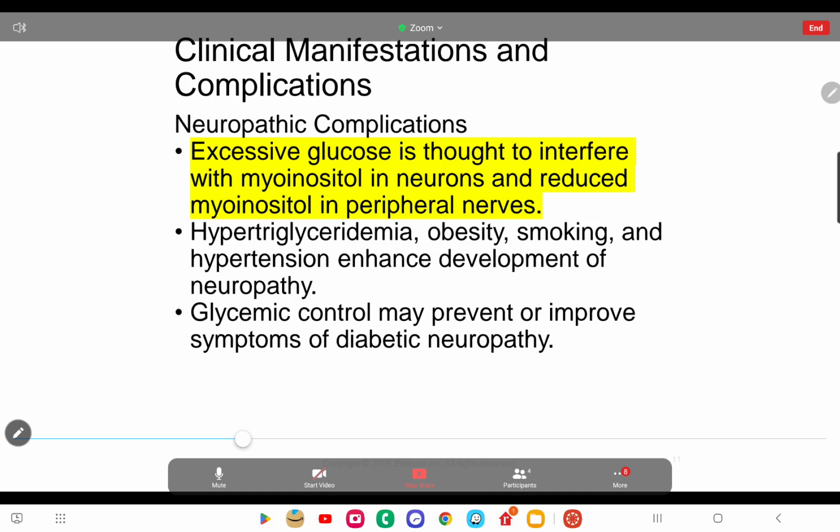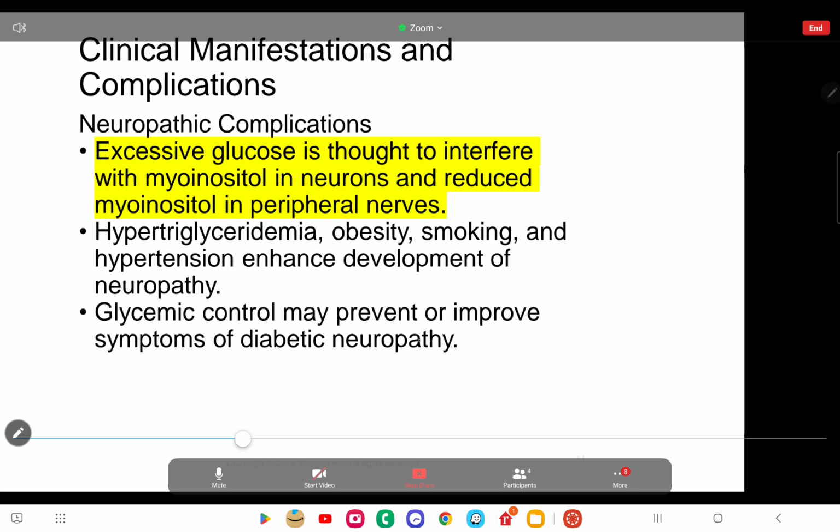Now we have the neuropathy. Neuropathy, remember, is a problem in the nerve. And how do you develop the problem in the nerve? Excessive glucose is thought to interfere with myo-inositol in neurons and reduce myo-inositol in peripheral nerve, so you don't break down the glucose and that damages the nerve. Okay.